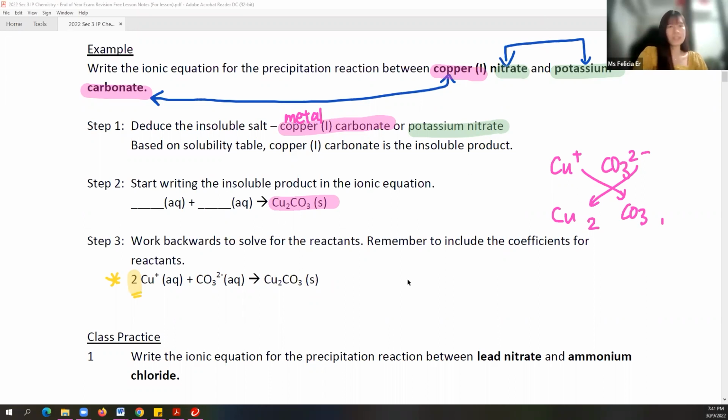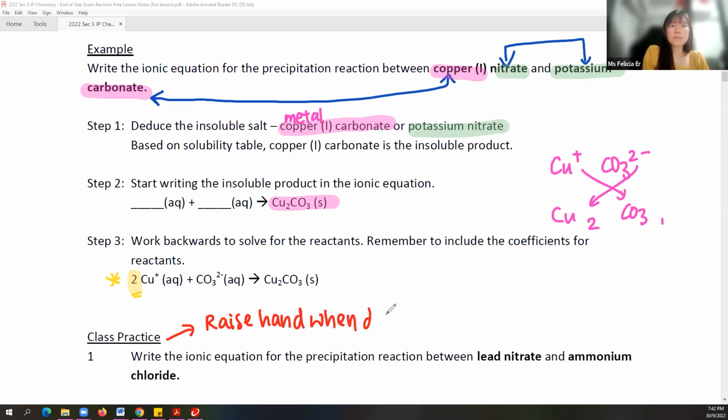Okay, so now it's your turn. There are 2 questions at the bottom. Can you all finish them now? Once you are done, I will go through the answer. So take note, use this shortcut method. Don't go and write out the spectator ions, because exam time is precious. So finish up the class practice now, the 2 questions. Once you have finished, can you click the raise hand button to let me know? Once the majority of you have finished, I'll go through the answer. So raise hand when done.